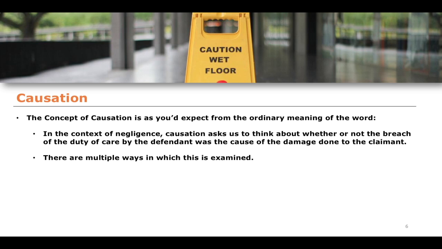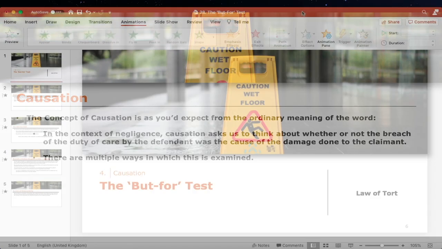And we will also talk about the idea of there being new intervening causes. So the idea of new things contributing to the damage represents what are known as novus actus interveniens, and may potentially absolve an individual from liability.